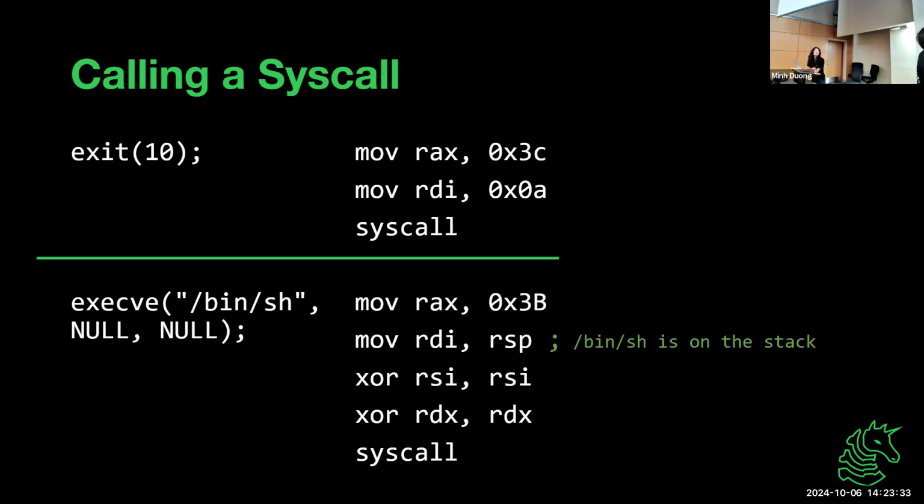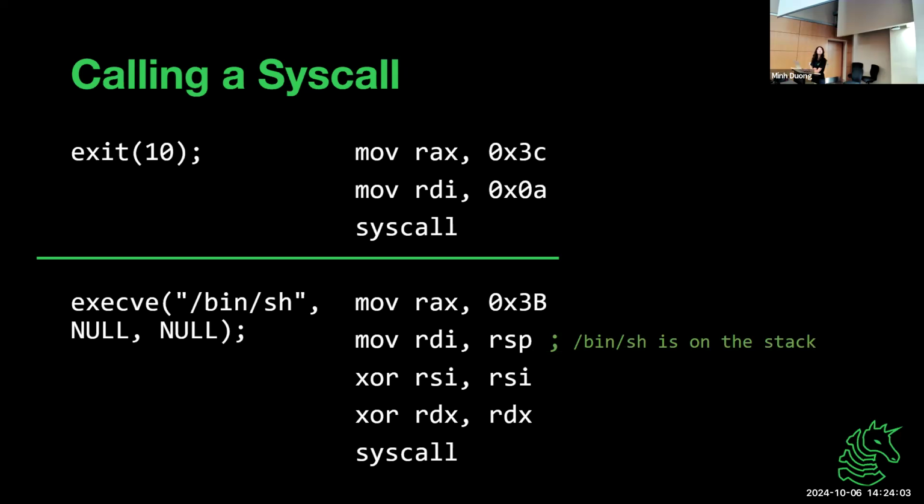To just call execve with /bin/sh, I can again move the execve ID into RAX. I have this assumption that I've placed the characters for /bin/sh onto the stack. So RSP acts as a character pointer to that string. So I'm moving RSP into RDI. So now RDI holds a pointer to the string /bin/sh.